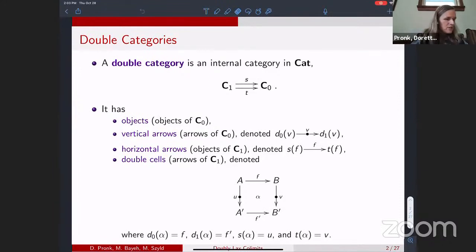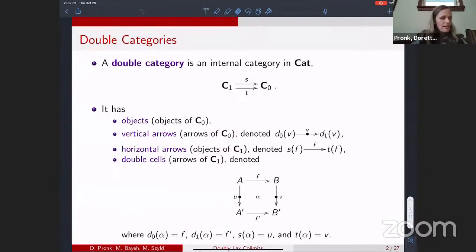four classes of special objects, so to say. There's the objects of C0 and the arrows of C0 that will give us the vertical arrows of what we will call the vertical arrows of the double category. And then there are the horizontal arrows, which are the objects of C1. They get a source and a target via these functors S and T. And then there are the double cells, which are the arrows of C1.